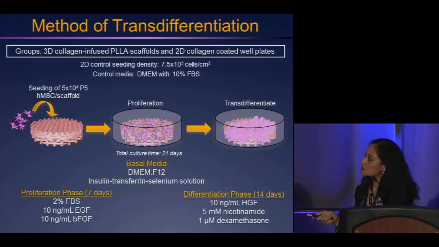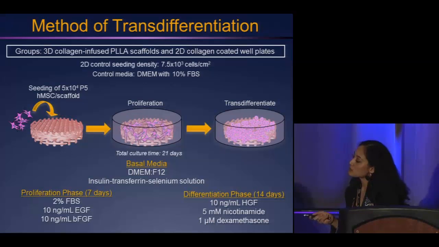And then we switch out the media and treat it with a differentiation media consisting of hepatocyte growth factor, nicotinamide, and dexamethasone. And for this study, we also had a control media to compare the differences between an induction media and control, as well as, of course, the 2D control, which consisted of cells cultured on 2D collagen-coated well plates.